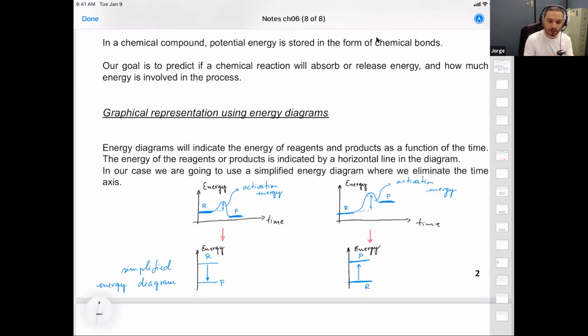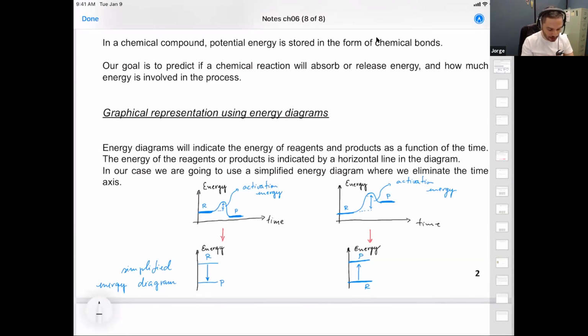Okay, so see that in the first energy diagram, we are moving towards a lower energy level from reagents to product, going down. So therefore, the system is, let's say, releasing or losing energy. And in the second case, we are moving up energy levels. So that means the system needs to gain energy to become a product.